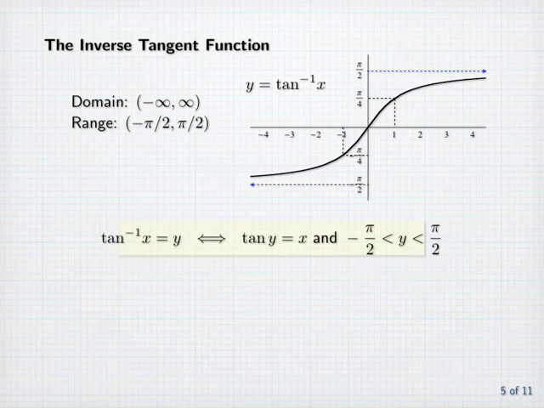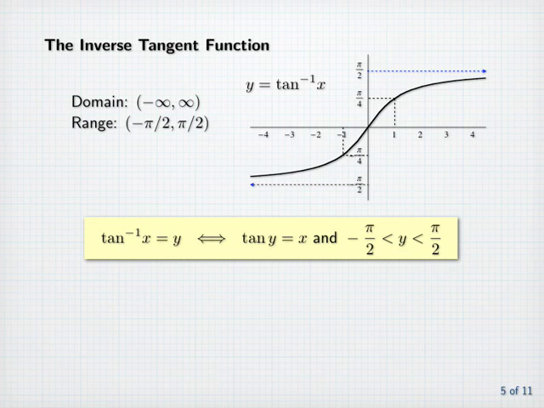The equation inverse tangent x equals y is equivalent to tangent y equals x, and y is between minus pi over 2 and pi over 2. In other words, inverse tangent of x is the number between minus pi over 2 and pi over 2 whose tangent is x. Now let's recall the standard exact values of the tangent function for first quadrant angles.